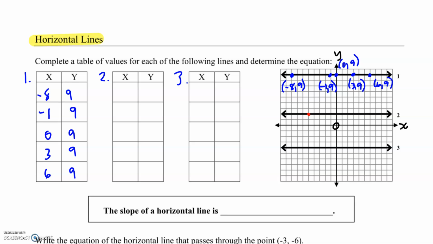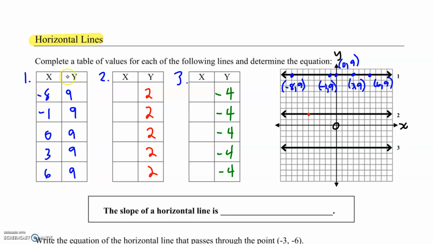Okay, so if you paused the video and did the work, you're back, and you should all have your y values of 2 for this line. Your x values will be different, but you should all have the same y values. And for line 3, you should all have y values of -4. And you'll have different x values depending on the point you picked. And this is what we use to come up with the equation.